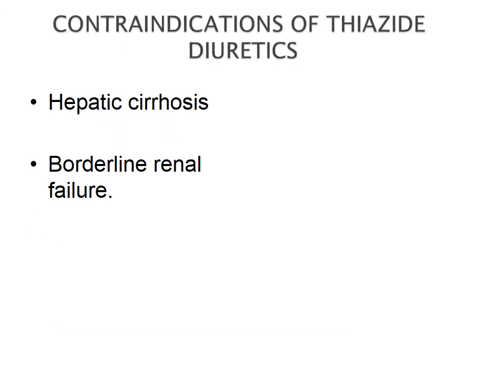Now, contraindication to the thiazide diuretics: they are contraindicated in patients with defective liver, that is hepatic cirrhosis, or borderline renal failure.